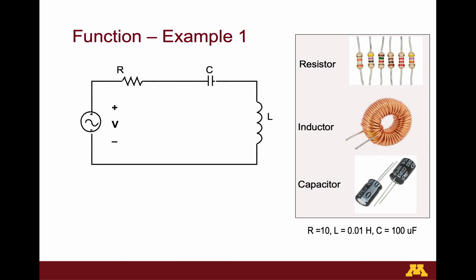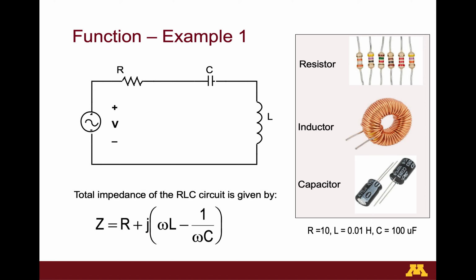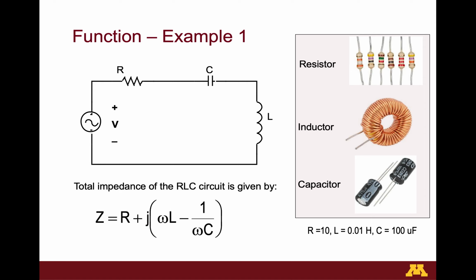Now we start with example 1, which is to calculate the total impedance of the RLC circuit, which is Z equals R plus j times omega L minus 1 over omega C. For details or principles of this example, you can look at it in the textbook. Here we just focus on the solution of Z using a function.